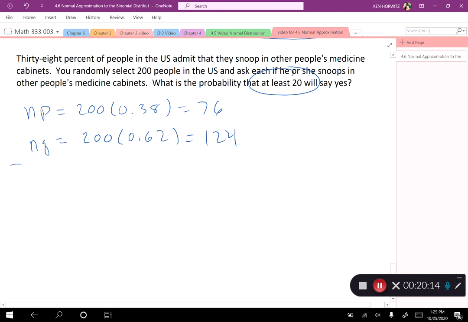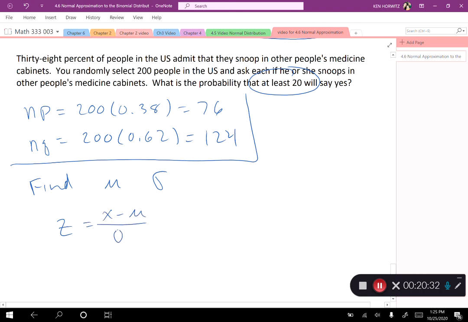So the next thing we need to do is find mu and our standard deviation, and then our z-score, which equals x minus mu over our standard deviation. So why don't you pause the video, work on each one of these, and we will talk about it on the back end.